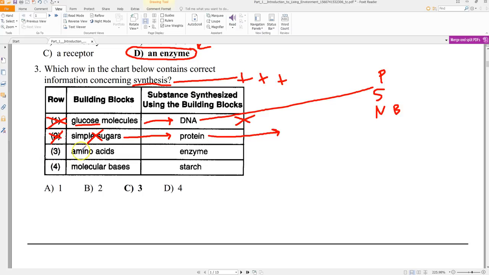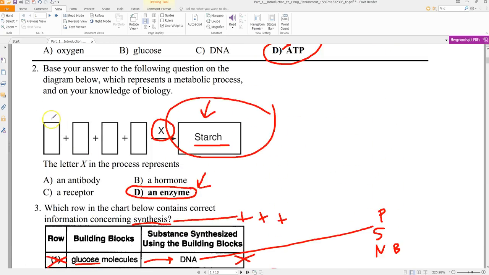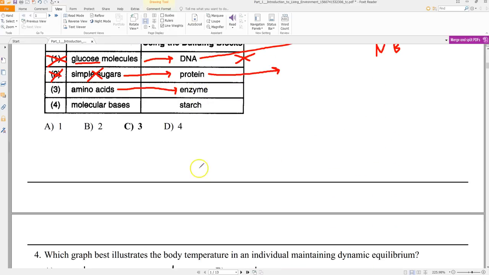Here we go. Do amino acids make up enzymes? The Regents loves to do this. We know that amino acids are the building blocks of proteins. So if this is an amino acid, this is an amino acid, this is an amino acid, then this should have been a protein. It's a building block of protein. An enzyme is a protein. So this is correct.